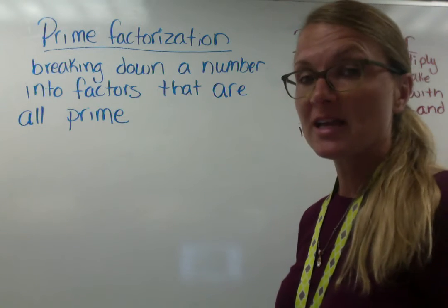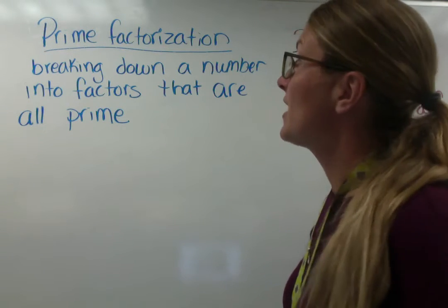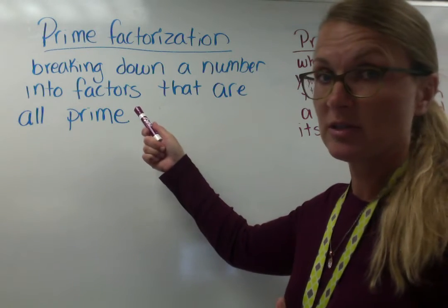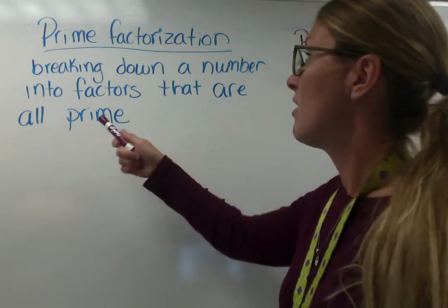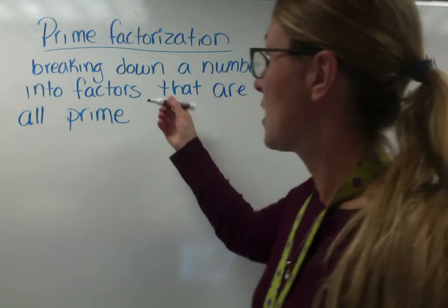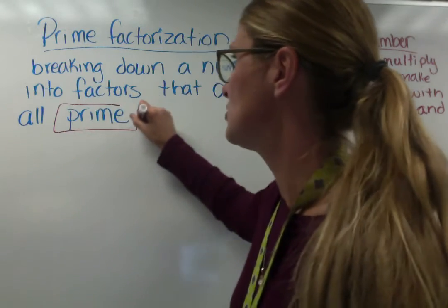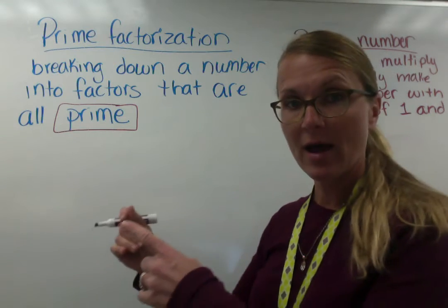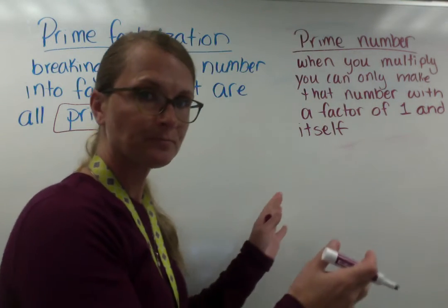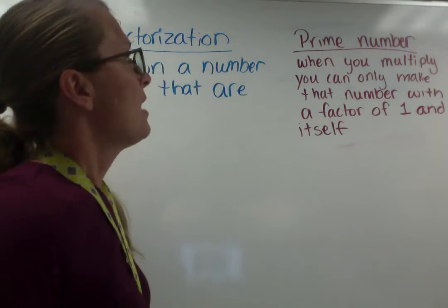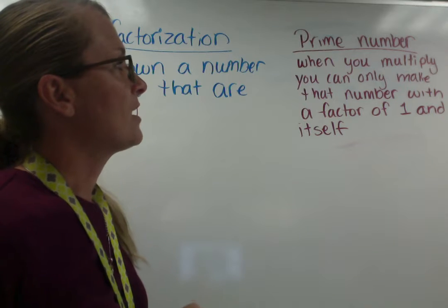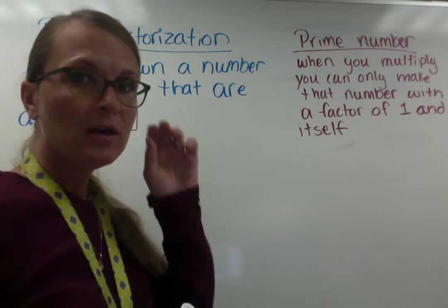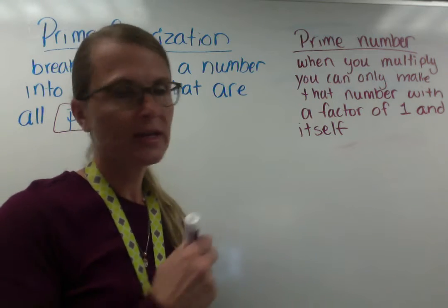What we're going to be talking about today is prime factorization. Prime factorization is breaking down a number into factors. Factors we learned the other day, so we're good there. That are all prime. What we did not learn is prime. However, this shouldn't be a completely new word for you guys. So I'm going to show you over here prime, okay? Prime number, when you multiply, you can only make that number with a factor of 1 and itself. So it sounds complicated, but it's really not.